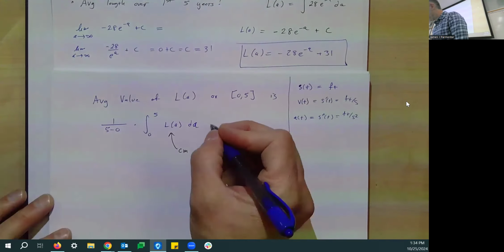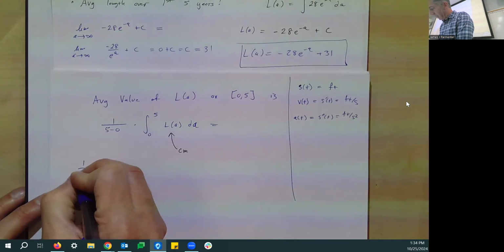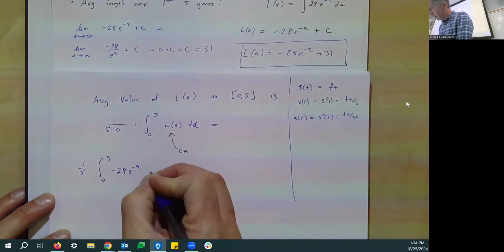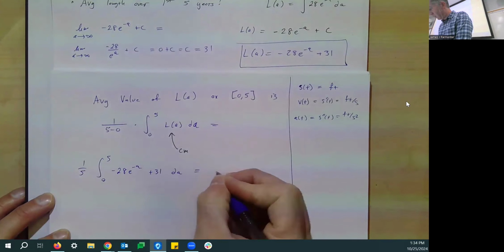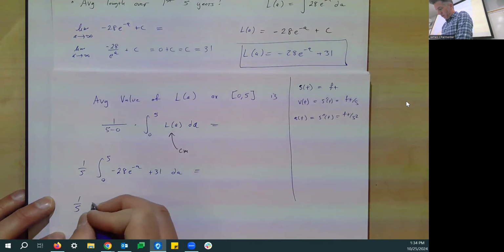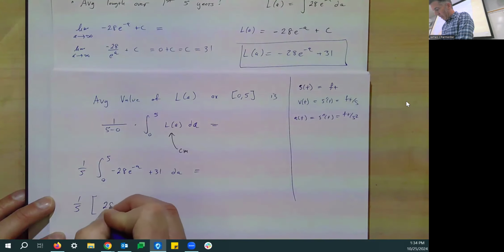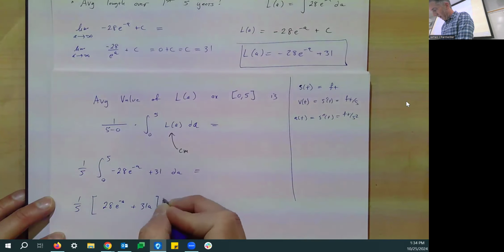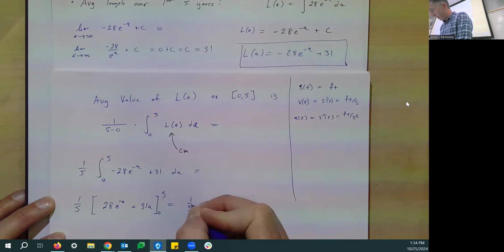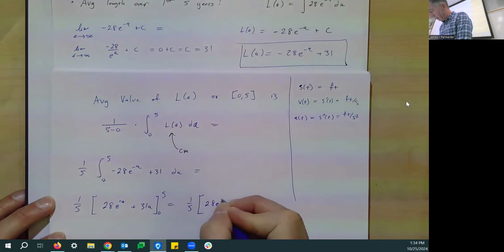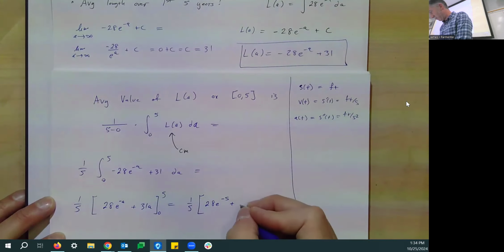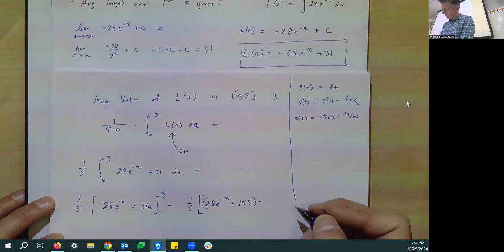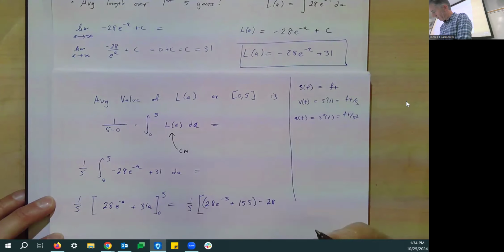Anyway, carrying on, actually doing the problem here, we get 1/5 times the integral from 0 to 5 of our function, negative 28 e to the negative a plus 31. We anti-differentiate. We get positive 28 e to the negative a plus 31a from 0 to 5. We plug in 5, we get 28 e to the negative fifth plus 31 times 5, which is 155. Minus, we plug in 0, and you get 28 e to the 0 plus 0.